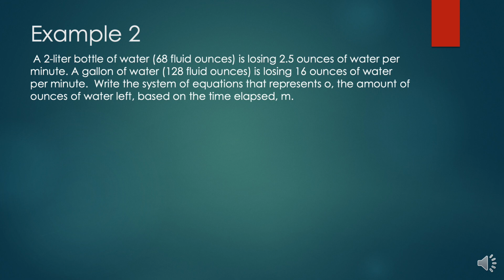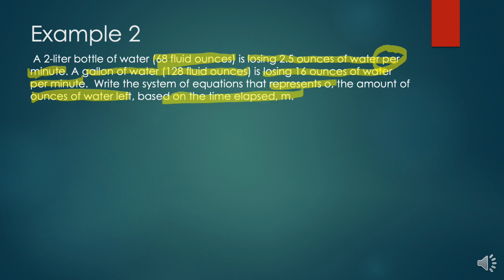The next type of problem, I'm just gonna again highlight a 2-liter bottle of water that's equivalent to 68 ounces. That sounds important. Is losing 2.5 ounces of water per minute. Okay, so again, that's a word right there, per. A gallon of water, it's 168 ounces and is losing 16 ounces of water per minute. Write the system that represents O, the amount of ounces of water left, based on the time elapsed.